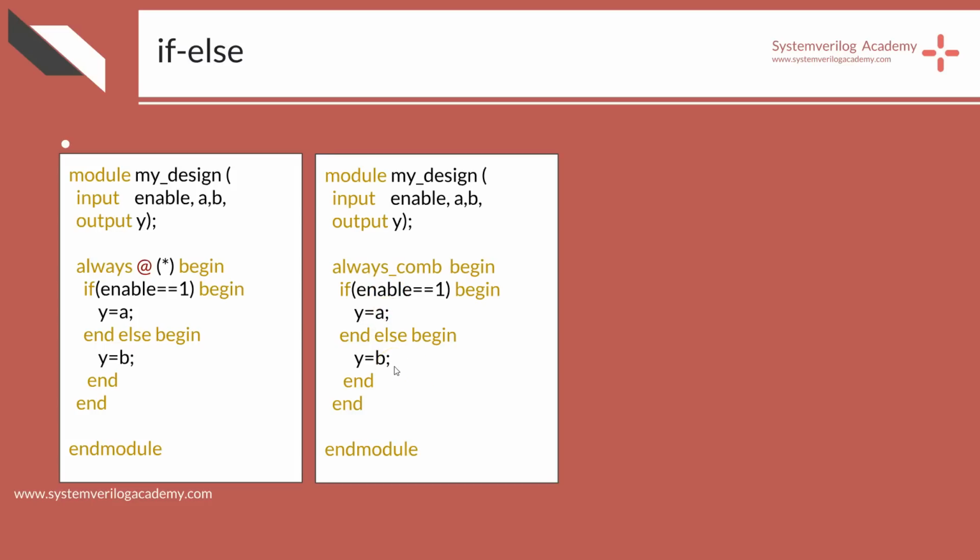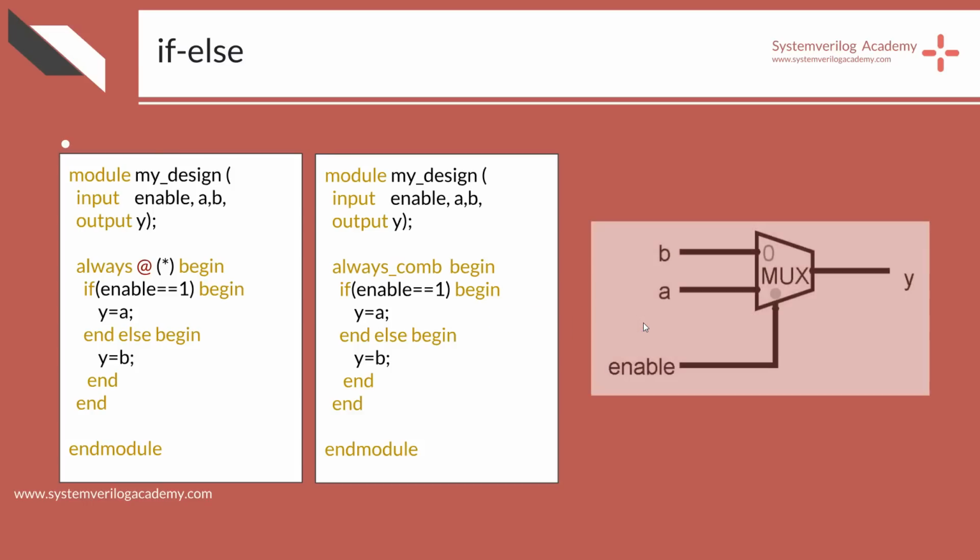The circuit generated by this block is a two-input multiplexer as shown here. The enable signal is connected to the selection line of the mux, B to data 0, and A to data 1. When enable is 0, the mux will select its data 0 input to its output, and thus output Y will be equal to B. When enable is 1, the mux selects data 1, and output Y will be equal to A.